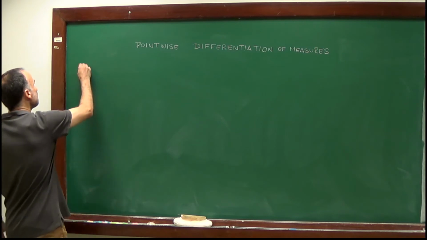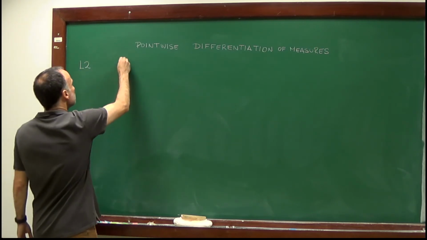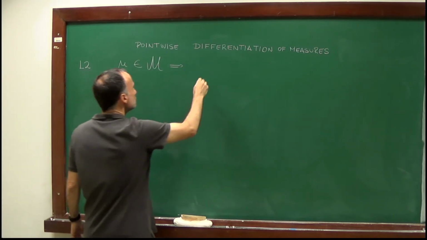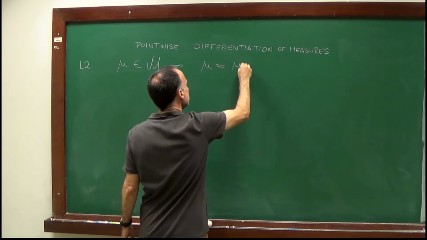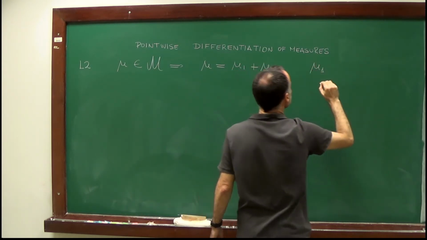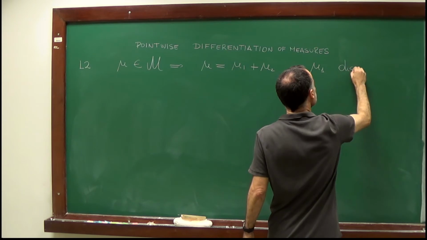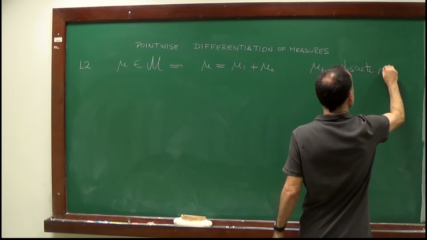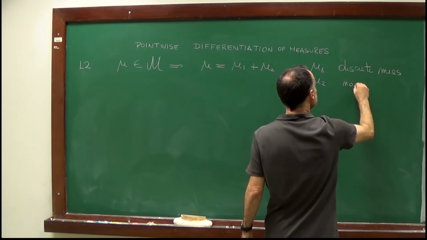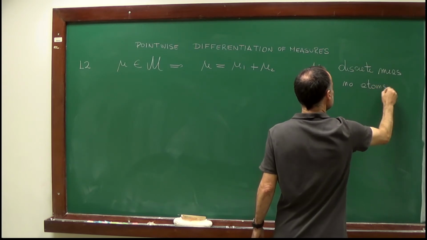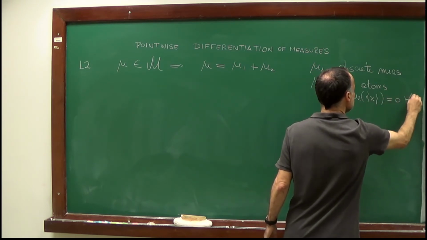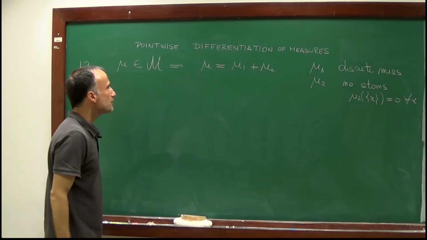So my second lemma will say that if I take mu, a measure in M, then I can decompose mu as the sum of mu_1 plus mu_2, where mu_1 is a discrete measure, and mu_2 is a measure with no atoms, which means that mu_2 of {x} is equal to 0 for all x. And this decomposition is unique.